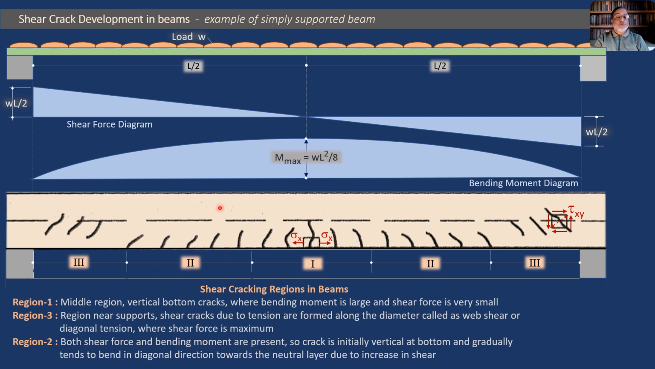Look at region 2. This is region 2. If you look at this region 2 diagram, you can see that there is some shear force, there is some bending moment. None of them is maximum or minimum. Both of them are having some value. They are not maximum values or minimum values, some intermediate values.